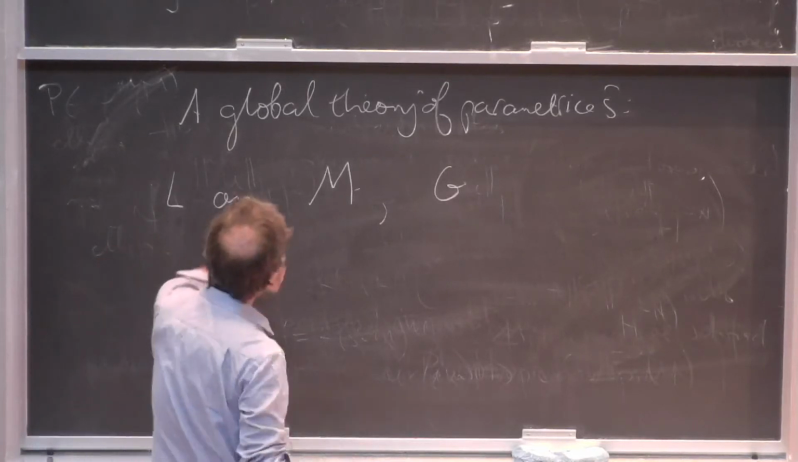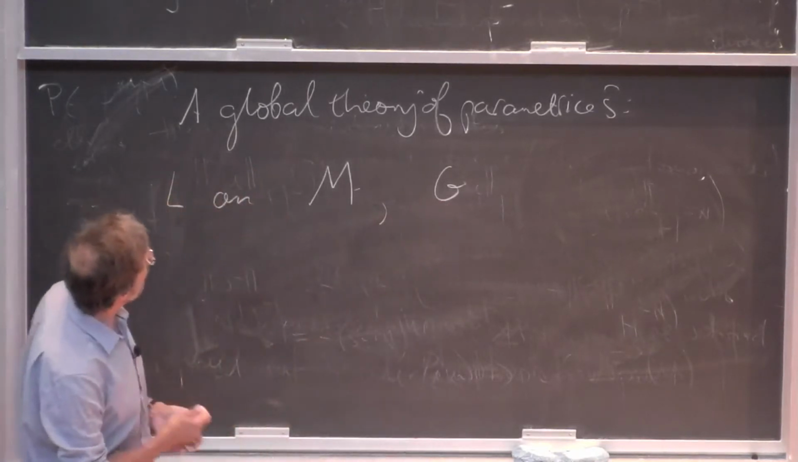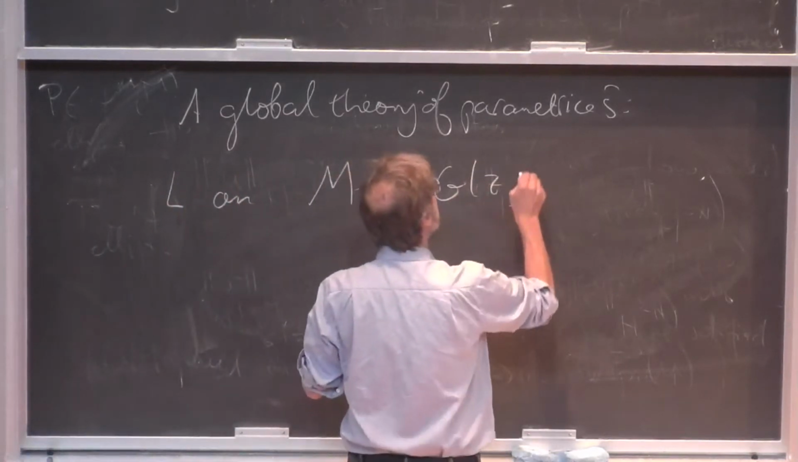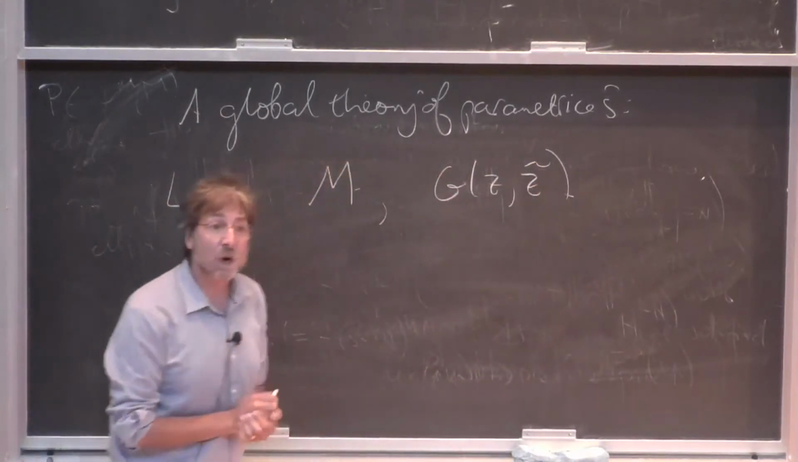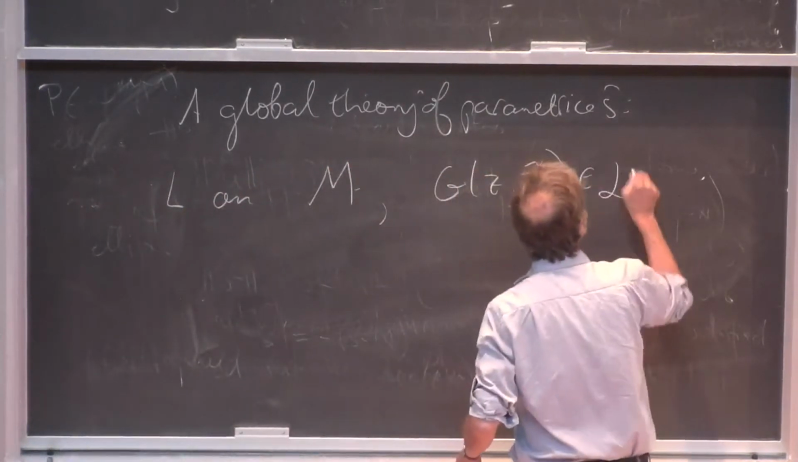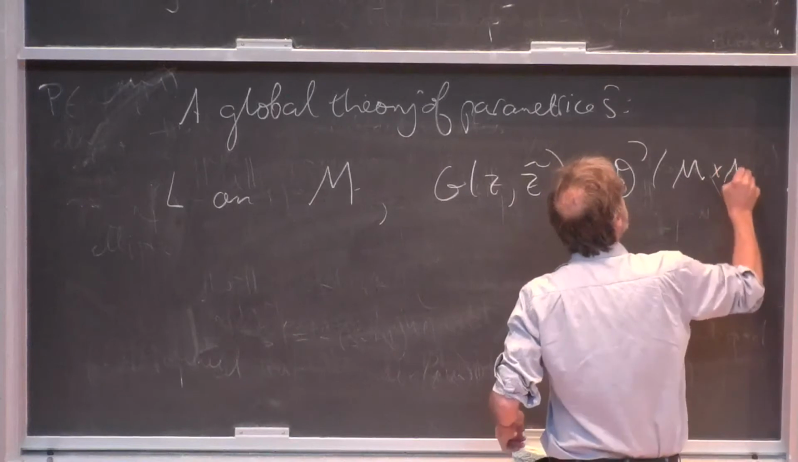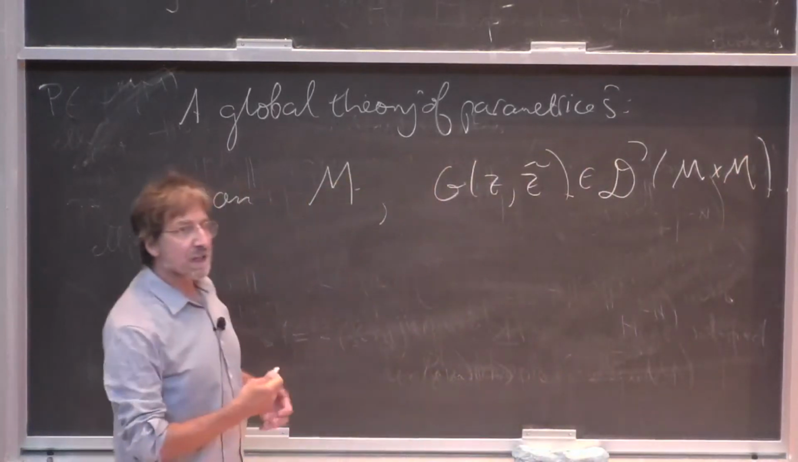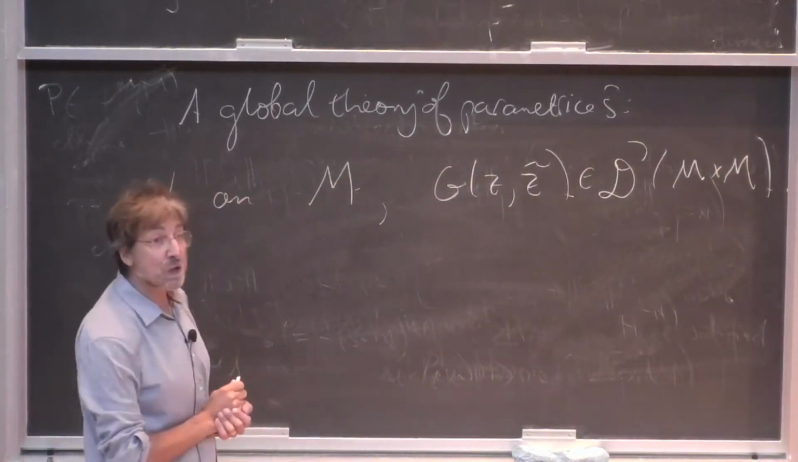So this thing I've talked about as an operator, I'm going to very quickly now shift to it as a Schwartz kernel. So I want to identify the operator with its Schwartz kernel. This Schwartz kernel is a distribution on M cross M. And the whole point is it's the geometric structure of this distribution which is important.